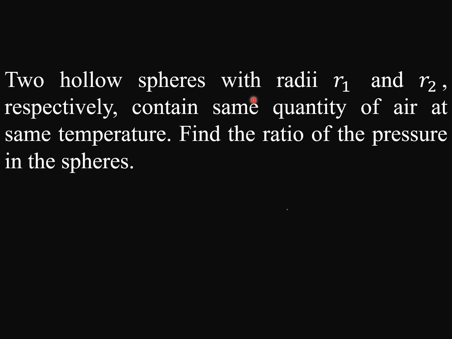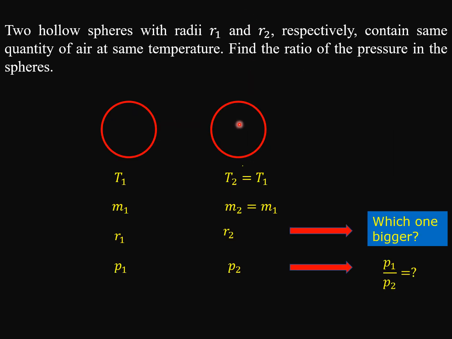Two hollow spheres with radii r1 and r2 respectively contain the same quantity of air at the same temperature. Find the ratio of the pressures in the spheres. This is a diagram that shows the two spheres described in the question, where we call this sphere number 1. This is sphere number 2.